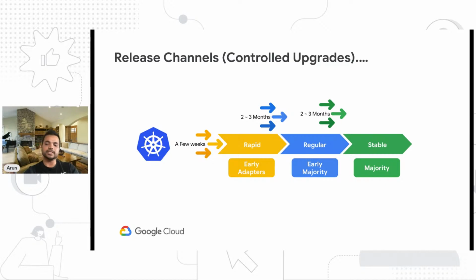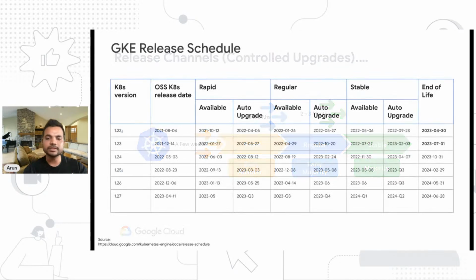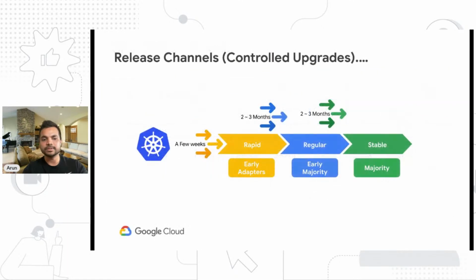But if not, then we have a static channel, where GKE will not maintain or upgrade your clusters except the control plane part. And there is a way to stop the upgrade for the control plane part as well, and that is called maintenance exclusion, which I'll talk about in coming slides.